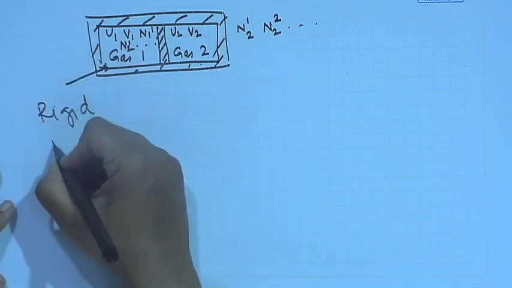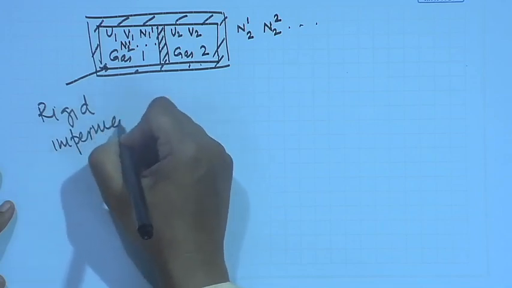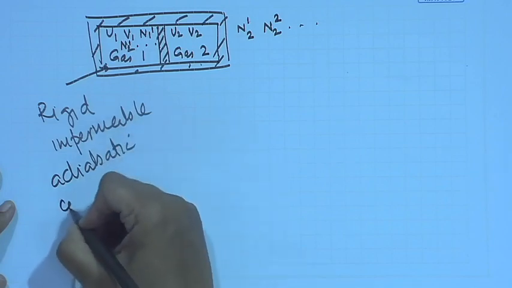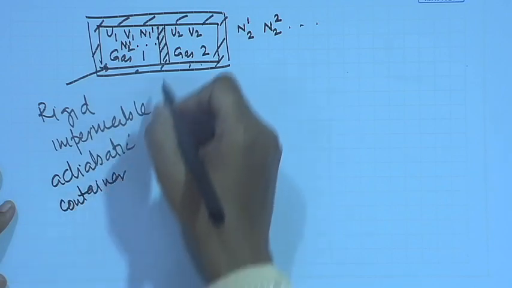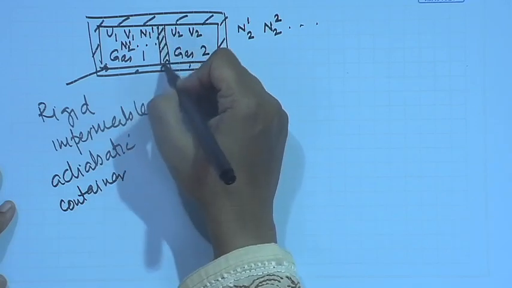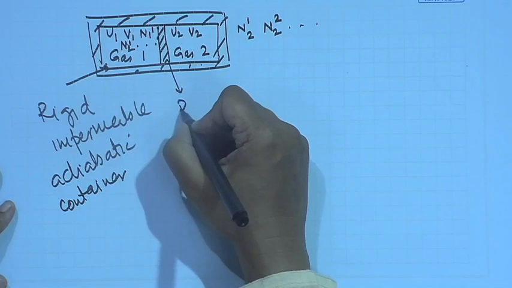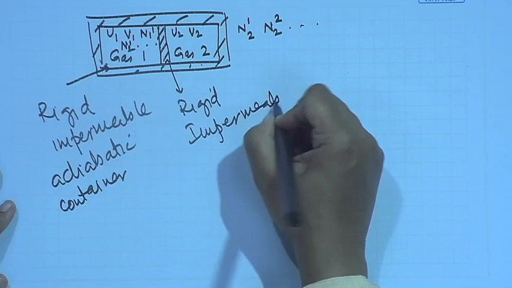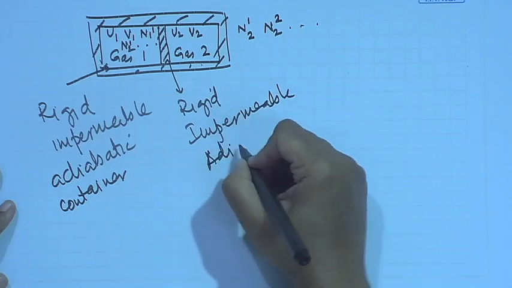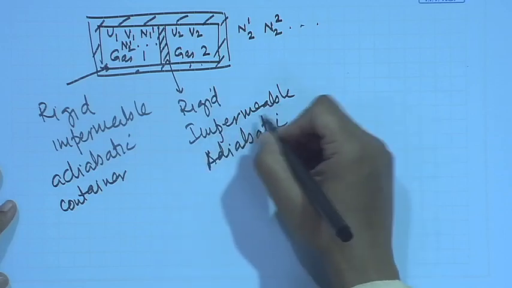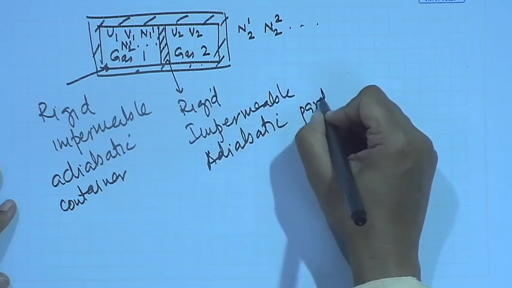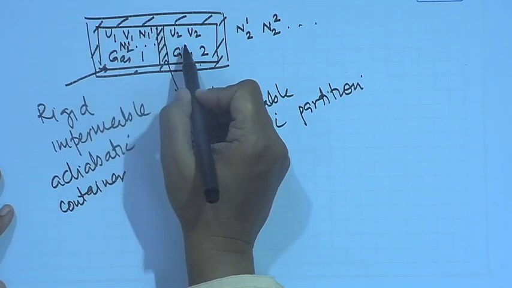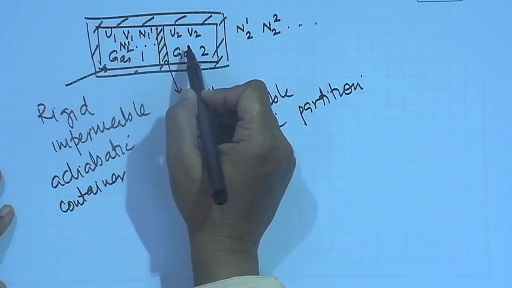impermeable and adiabatic container, and the two compartments are also separated by a partition which is again rigid, impermeable and adiabatic. This composite system is an isolated system, and each compartment is also an isolated compartment.